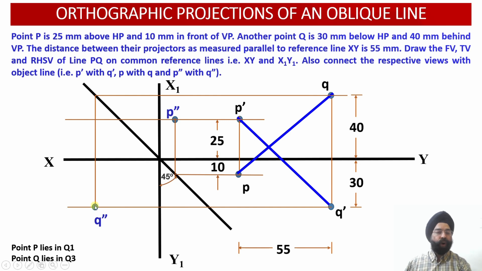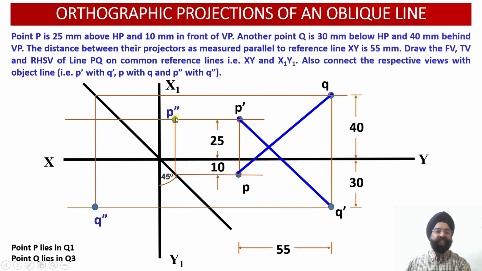Now if we check the coordinates of this point Q double dash, you can check, this is 40 mm behind VP and 30 mm below the horizontal plane. So this belongs to the third quadrant, that is below the horizontal plane, behind the vertical plane. So this point represents the true location of the point Q in the third quadrant. So the location of the point P in the first quadrant has been located. Location of the point Q in the third quadrant has been located.